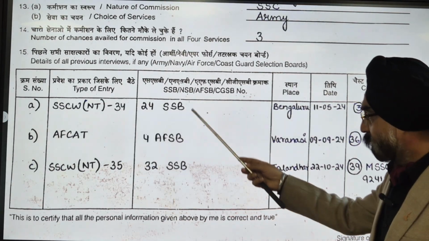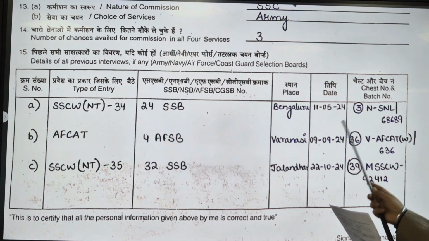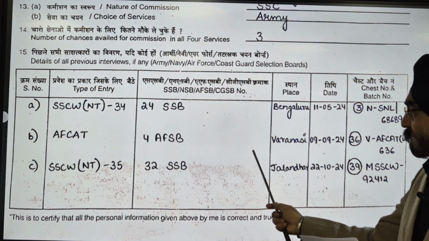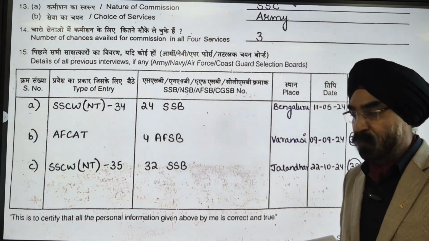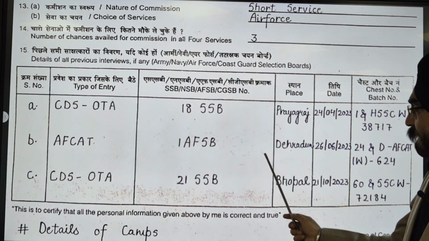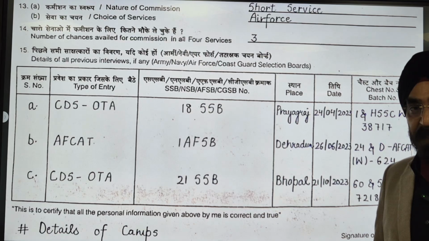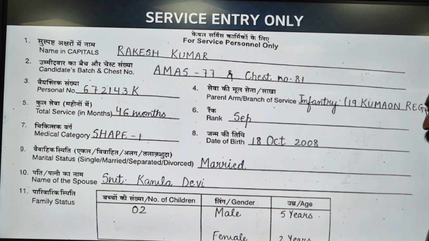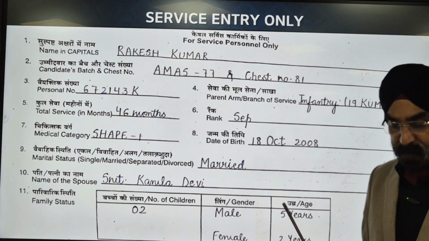Some students who have gone a number of times have filled all the details like that. You should very meticulously and neatly fill the PIQ. That is very important. One more way of filling, including the Air Force, Army and Navy entries: all entries must be filled. Now we come to the service entry forms.